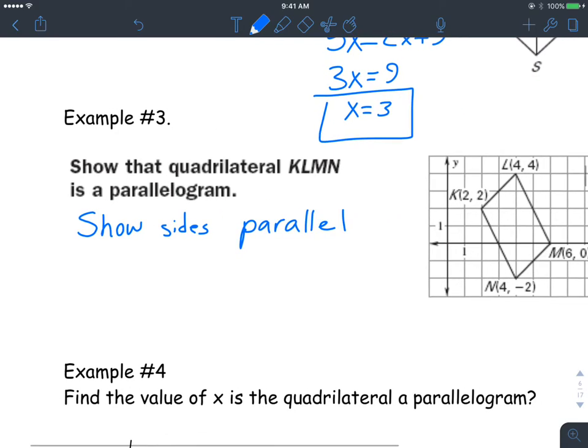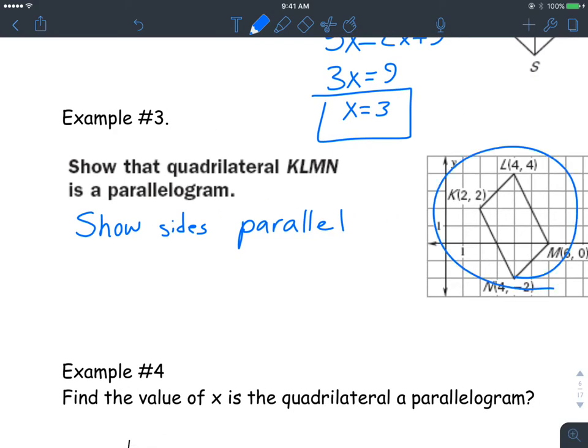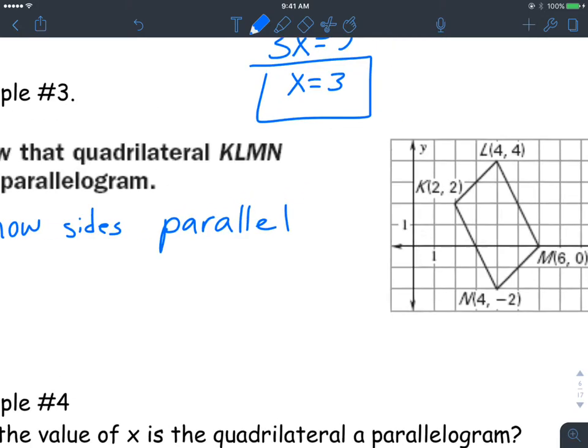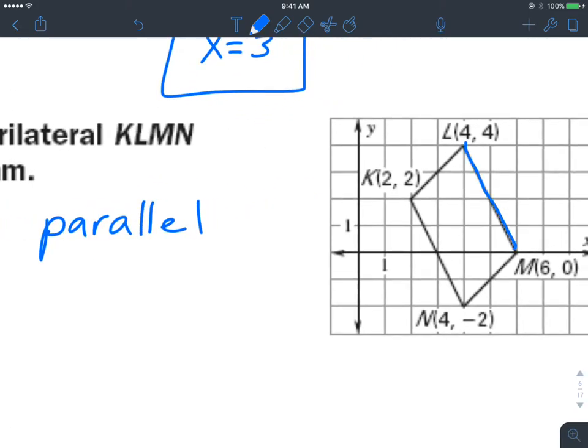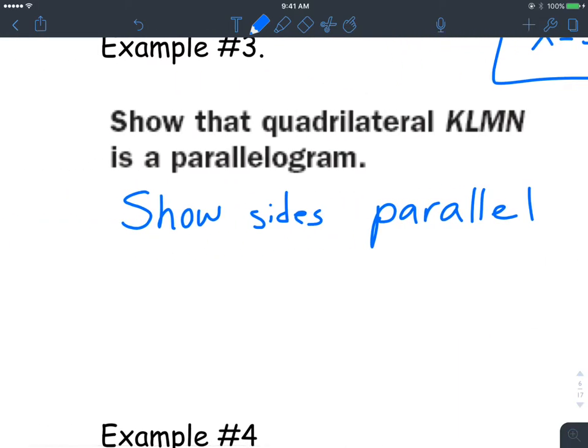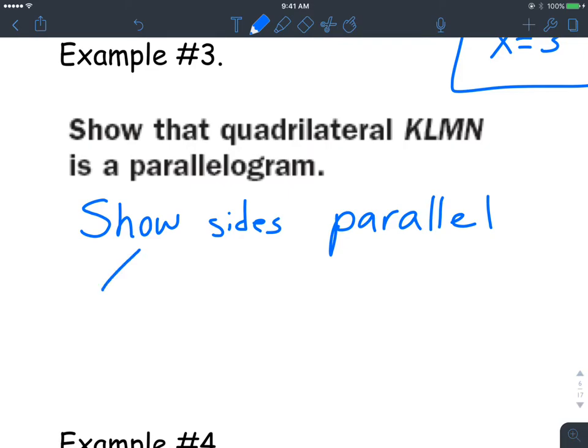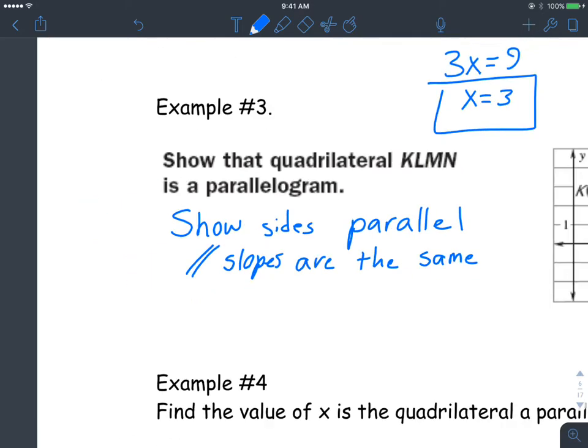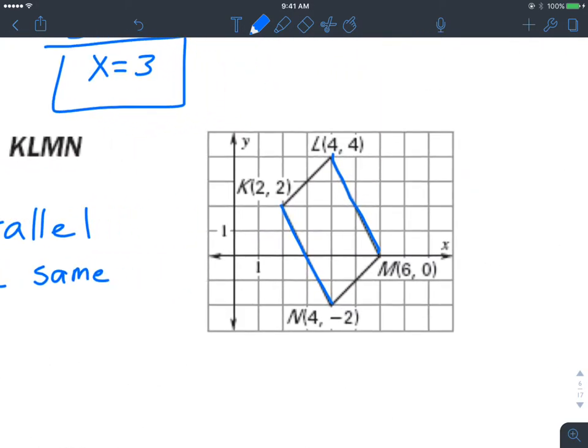But to show that the sides are parallel when they give you a graph like this, we want to think about what it means to have parallel lines in a graph. What we think about there is parallel slopes. Don't forget, parallel slopes are the same. So if we can prove that the slopes are the same, then we are good to go. Okay, so we'll go ahead and do that on this one here.